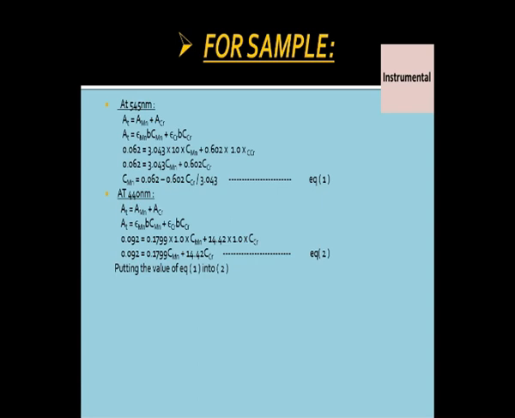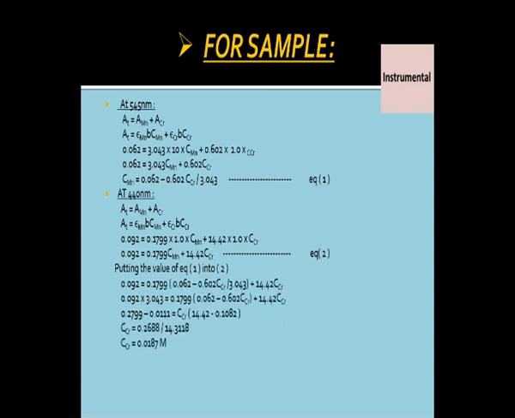Now, by putting the values of equation 1 into equation 2, we will get the concentration of chromium, which is 0.0187 molar, and then putting this value in equation 1, we will have the concentration of manganese, which is 6.572 exponent minus 4 molar for the sample.